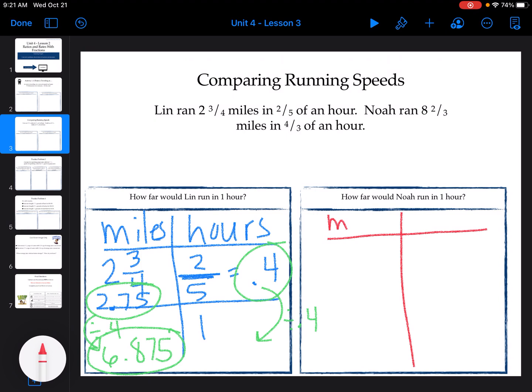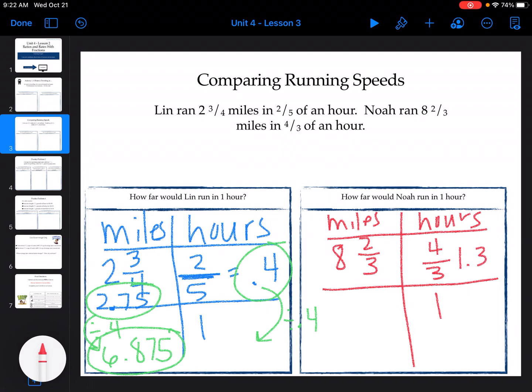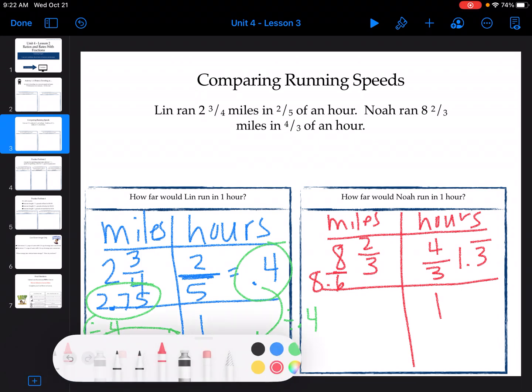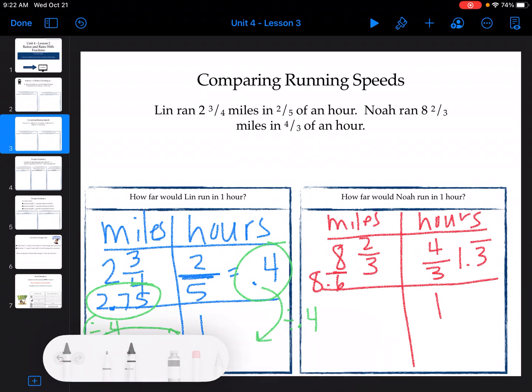So I have my miles and I have my hours. I know that he ran 8 2/3 miles in 4/3 of an hour. I want to figure out how far he went in 1 hour. And again, I don't like dealing with the fractions. So I'm going to do 4 divided by 3, and I get 1.3 repeating. So I'm going to do the same thing on this side. 2 divided by 3, I get 8.6 repeating. So I'm going to go ahead and circle those.